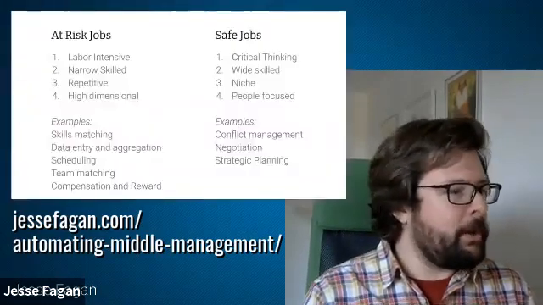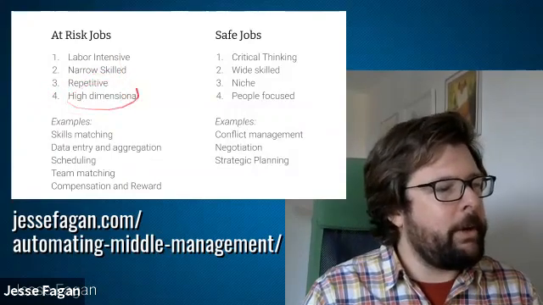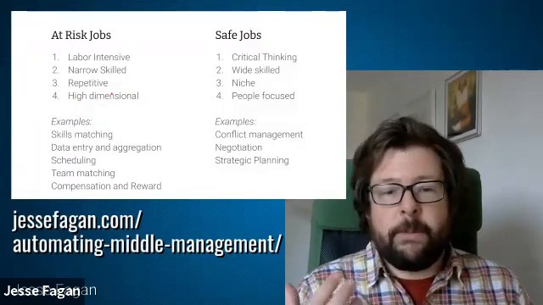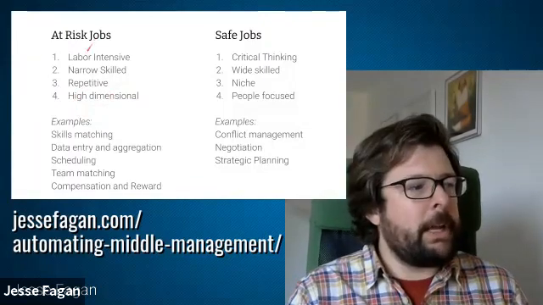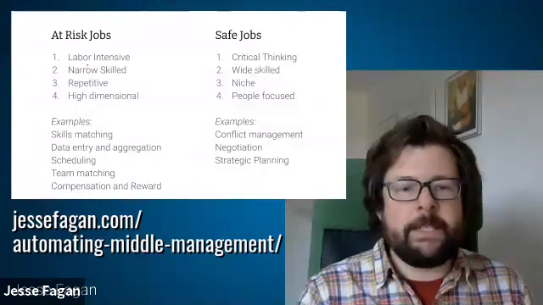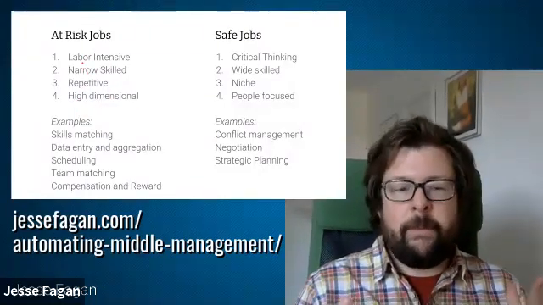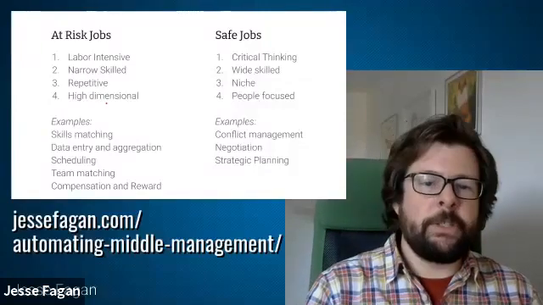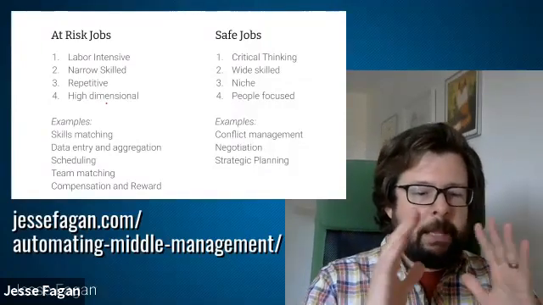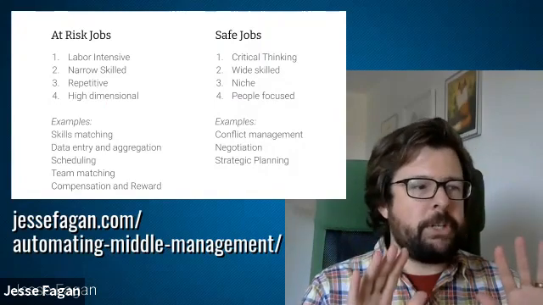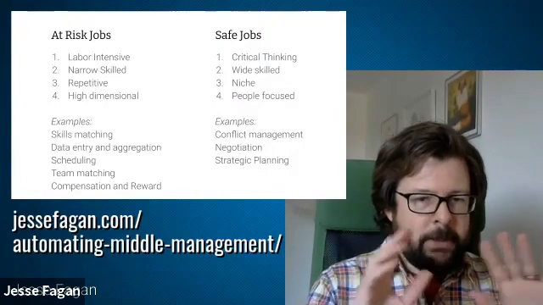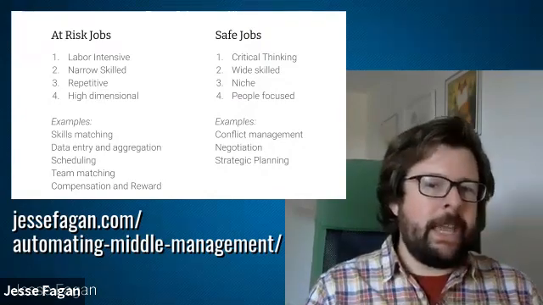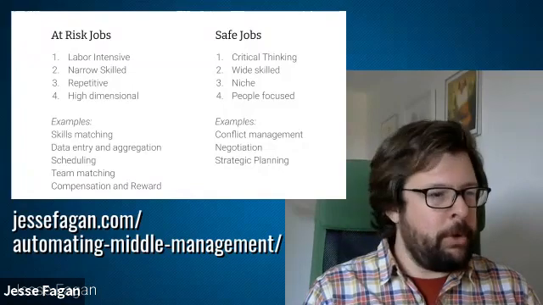All right, I was going to talk about jobs, but the biggest thing I want to talk about here is that one of the things at risk is a job that involves something really highly dimensional. We talk a lot about things that are repetitive, labor intensive and narrowly skilled. Those are obvious, but I would like to add high dimensional choices. If you're doing decision making that involves a lot of variables, where to make a proper decision you have to consider a wide range of things, this is a case where an AI is definitely going to do a better job than you.